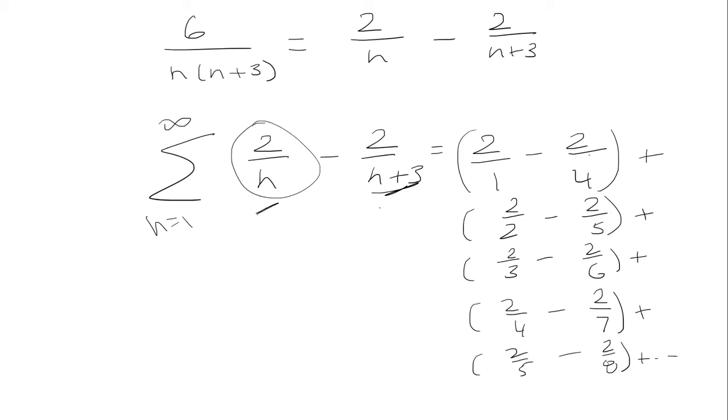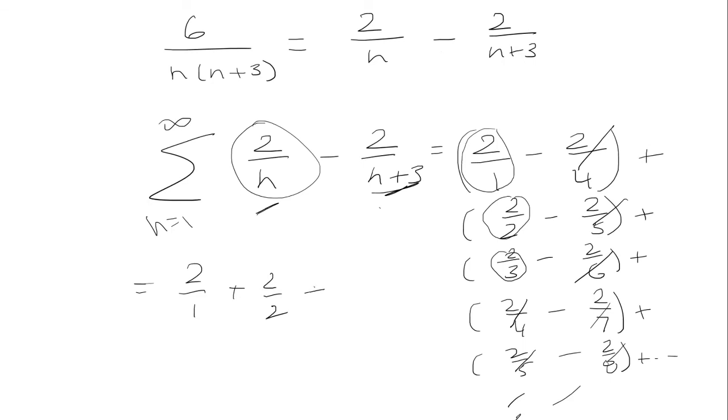The pattern you'll see is the first 3 are not going to cancel. It's only after the 2 over 4 cancel with this, 2 over 5 cancel with this, the 2 over 6 would cancel with the next one, and you just follow this pattern. So all that you'll be left with is the first 3 terms, which is 2 over 1 plus 2 over 2 plus 2 over 3. So this is 2 plus 1 is 3 plus 2/3. So that will be 11 over 3.